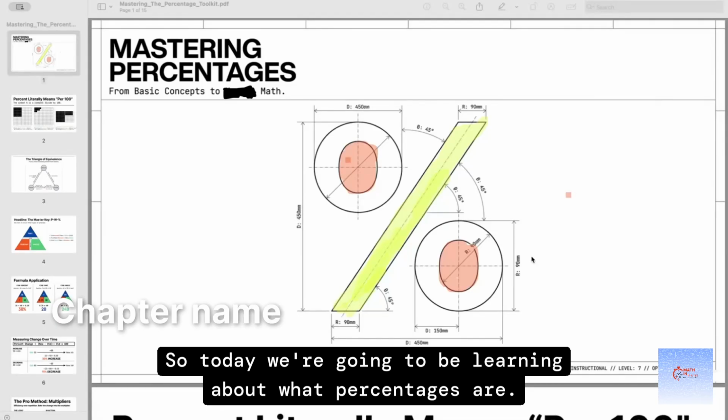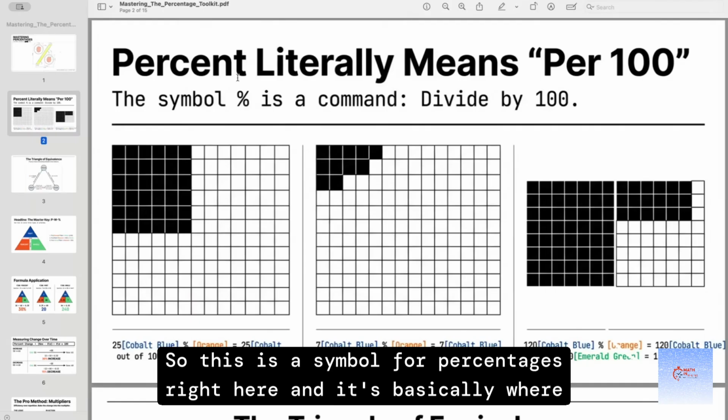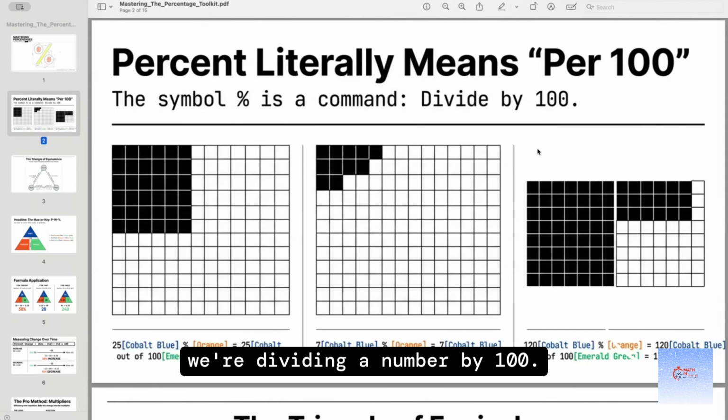So today we're going to be learning about what percentages are. So percent just literally means per 100. This is the symbol for percentages right here, and it's basically where we're dividing a number by 100.